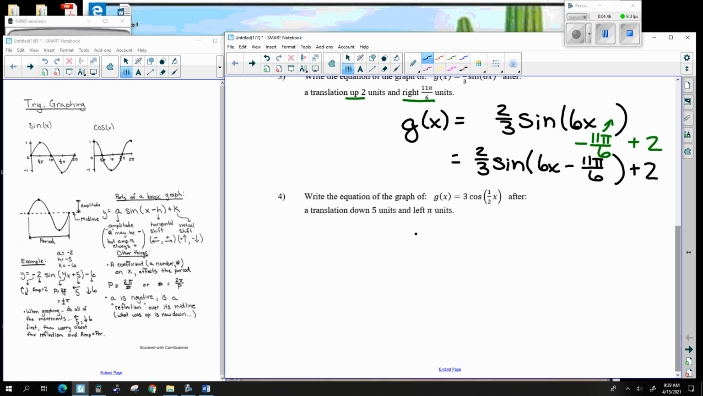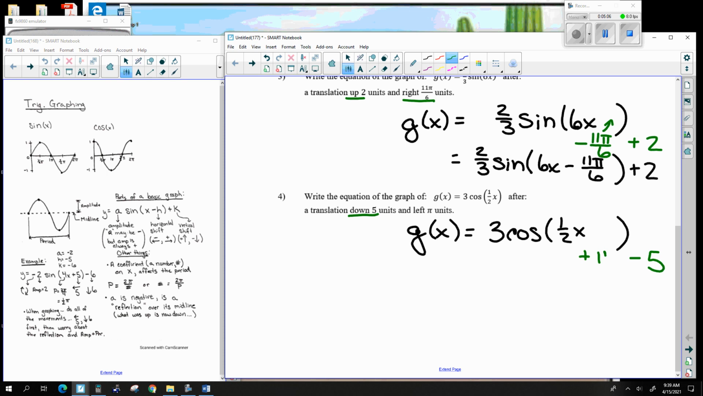All right, so currently we have a g of x. Okay, we want to move this down 5, so that's a y motion, so it's going to be an outside minus 5, left, which is technically going to be a plus pi.